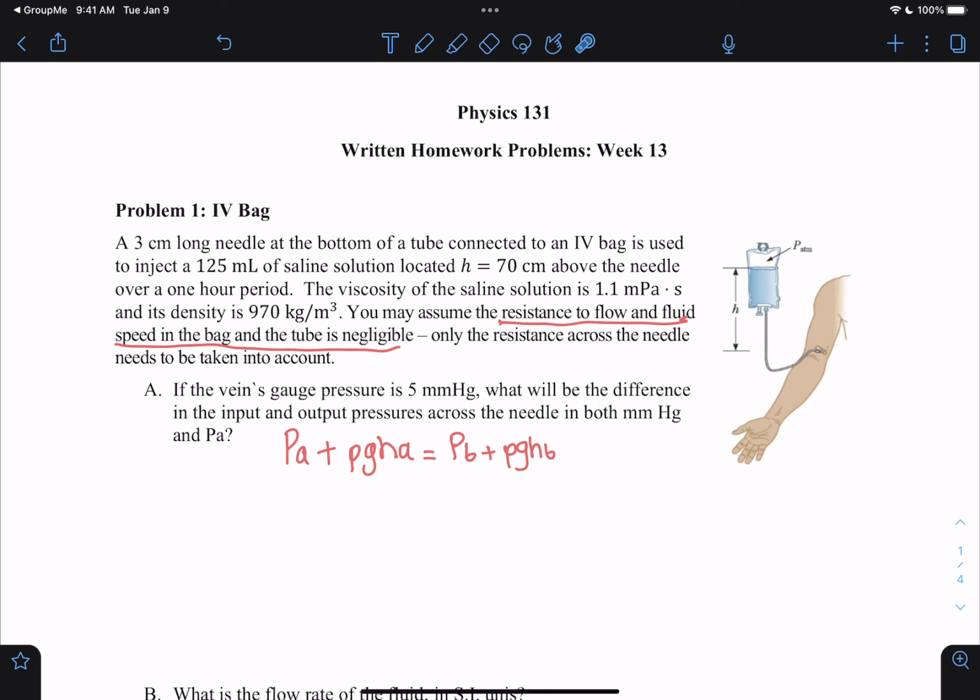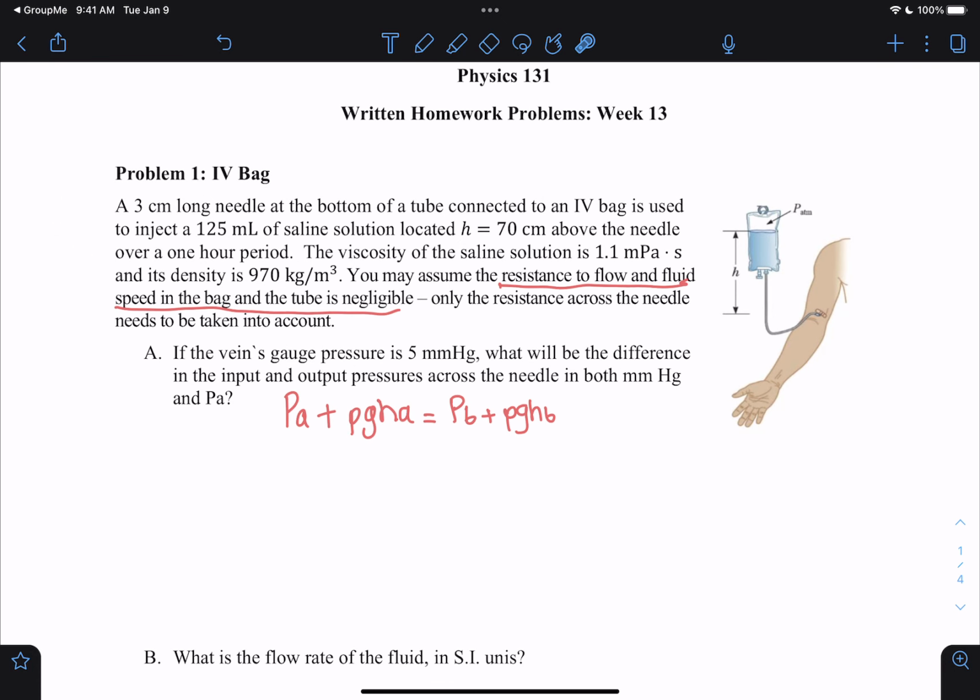Can you guys not see my writing? Oh, shoot. Okay. It looks like it's going to be one of those nights. All right, how about now? Now you can. Okay. Awesome.